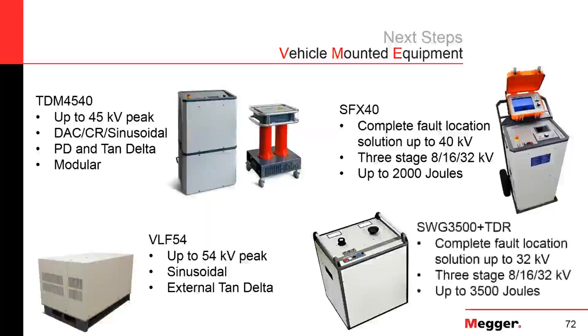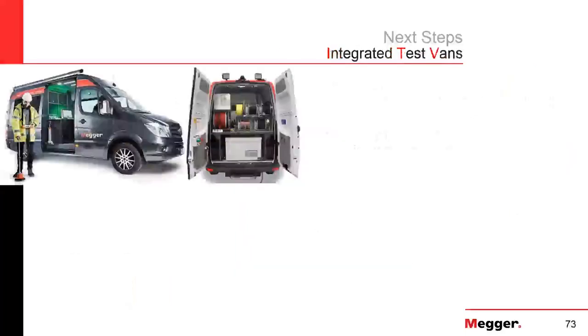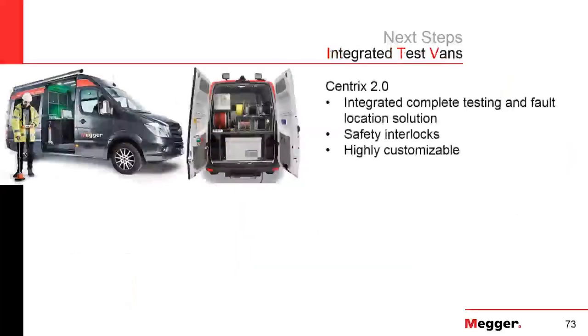equipment like our SFX 40. This one goes up to 40 kV. It is a portable version as I show here, but more commonly it's vehicle mounted. Something like this, our SWG, nice big thumper, goes up to 32 kV with up to 3,500 joules.